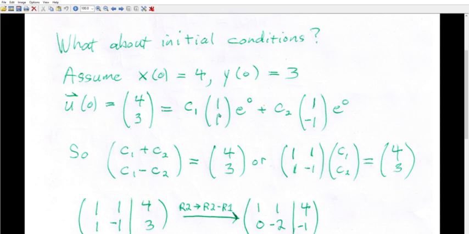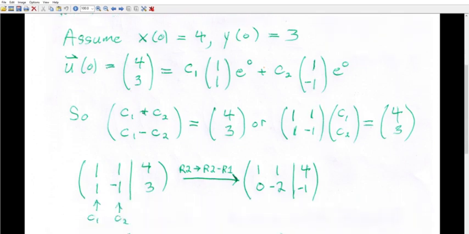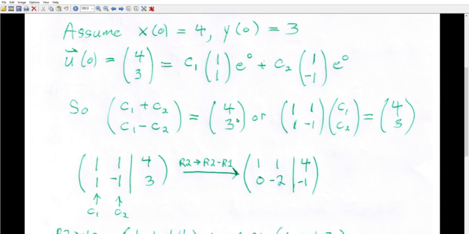Remember that u1 was (1, 1) e to the 3t, so when you put in t equals 0, you're going to get (1, 1) e to the 0. Remember that u2 was (1, -1) e to the t. You put in t equals 0 and you get (1, -1) e to the 0. So we end up with (4, 3) is equal to c1 times (1, 1) plus c2 times (1, -1). Combining the terms, that's going to get you c1 plus c2 in the first component. That's going to get you c1 minus c2 in the second component. That's got to equal (4, 3).